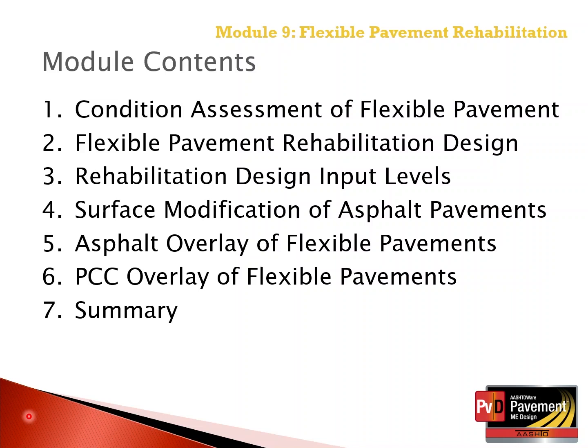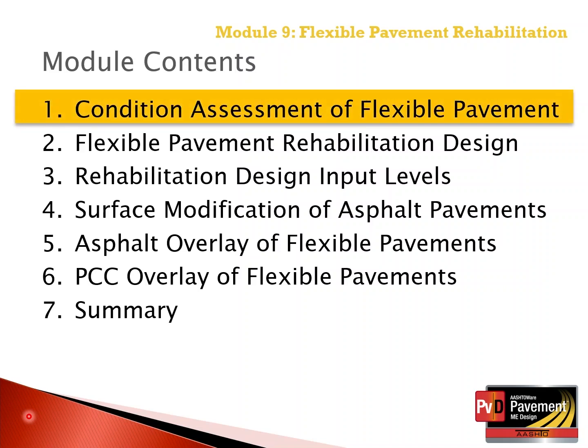Part 4 is on surface modification of asphalt pavements that are considered to be adequate, and then 5 is on the asphalt overlays or structural overlays of flexible pavements. Item 6 is on the concrete overlays of flexible pavements. And then 7, summary. Parts 4, 5, 6, and 7 are considered Part D in terms of Module 9.